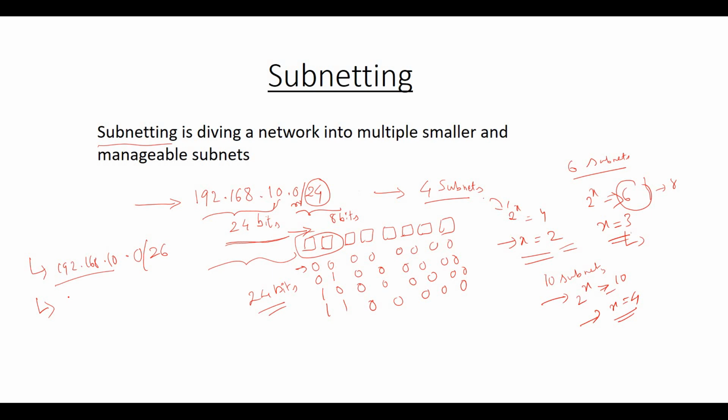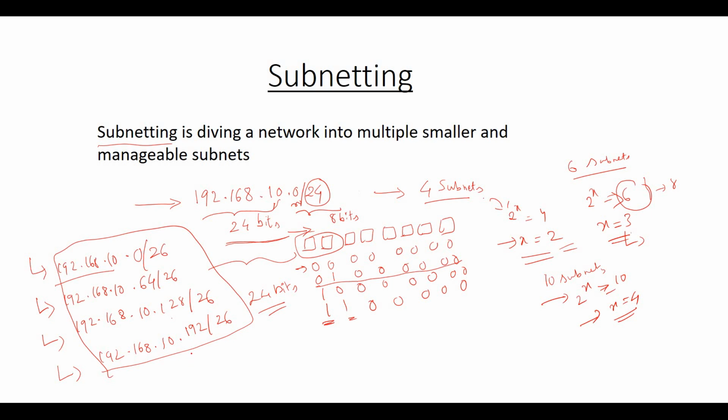so that means /26. Similarly, the next subnet is 192.168.10.64/26. The next value is 192.168.10.128/26. The next subnet is 192.168.10, and this is 128 and this is 64. If we add both, this is 192/26. So these are the subnetworks that will be obtained when we divide this network into 4 subnets.